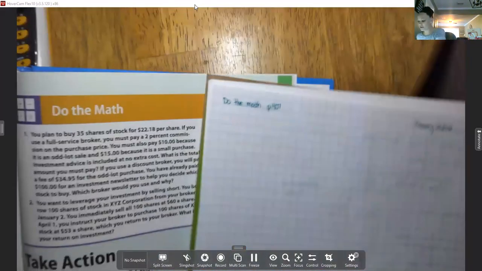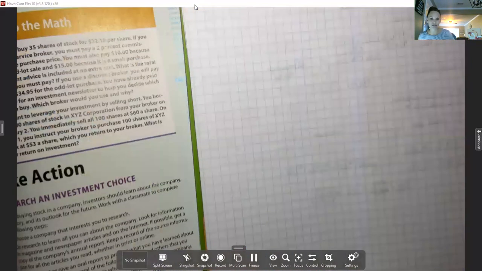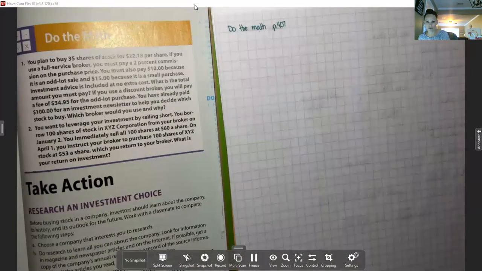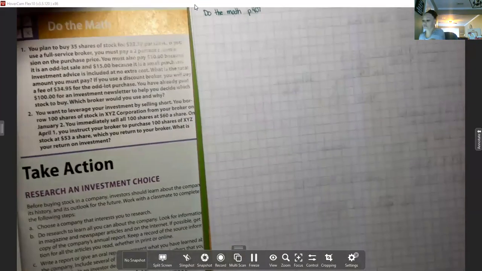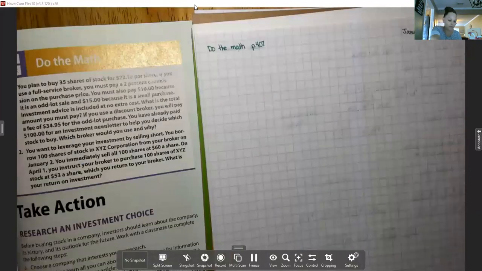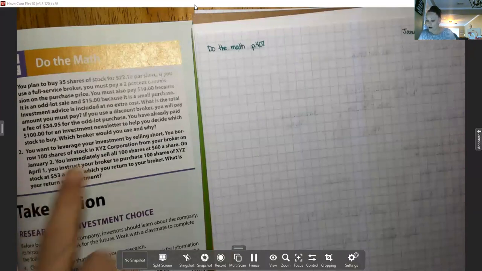All right, so last 2 math problems that you'll have to turn in. Yes, you'll do some on your test and or review tomorrow. Try to move this so we can read the book and see the paper. All right, so here we go. Page 407, do the math.